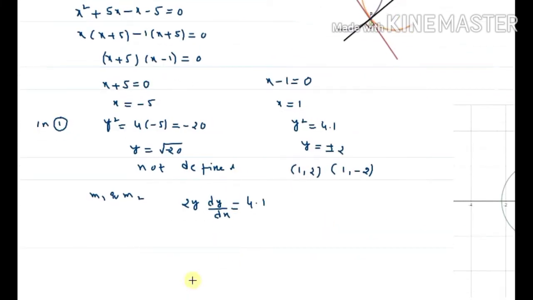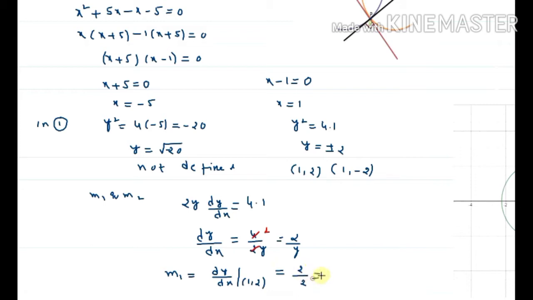Dy by dx is equal to 4 by 2y. On cancellation, 2 ones are 2, 2 twos are 4, this will give 2 by y. Now m1 is equal to dy by dx at the point 1 comma 2. So 2 divided by y, with y equal to 2, m1 is equal to 1.